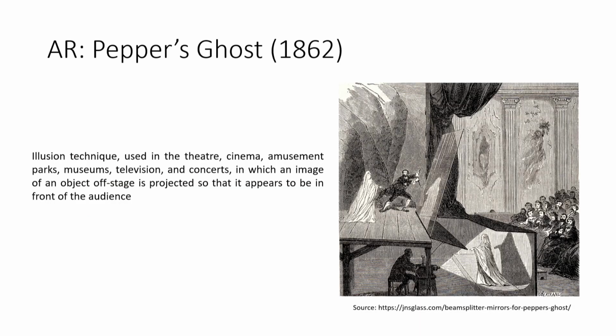In 1862 came the Pepper's Ghost, which was an early example of what we can now think of as augmented reality. So, this was an illusion technique used in the theatre, cinema, amusement parks, museums, television and concerts, in which an image of an object off stage was projected, so that it appears to be in front of the audience. So, the object itself was off stage and it appeared in front of the audience.